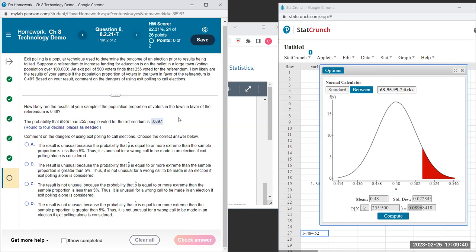Okay, so now you have to decide whether you had unusual results or not unusual results. So in my case, it was larger than 5%. So that's what we're comparing it to. So I didn't have unusual results, but if your results are less than 5%, then you'll say unusual. So for mine, the result is not unusual. So mine is between C and D, because mine was greater than 5%. It's not unusual because it was not less than 5%. This one says that it's unusual because it is less than 5%.